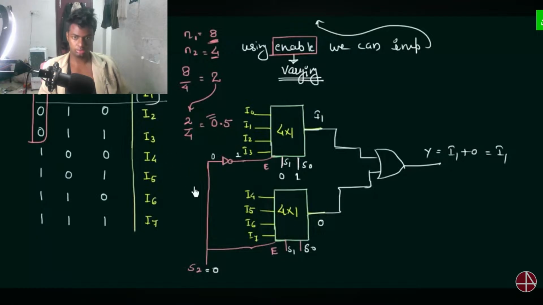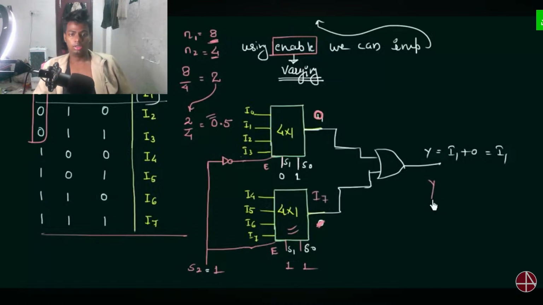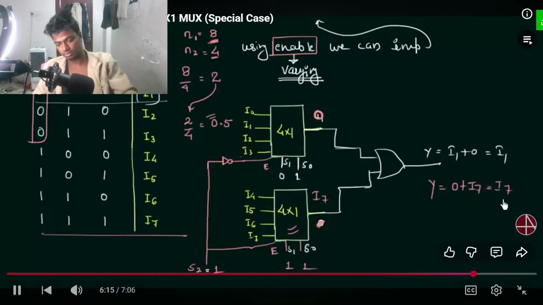Let's check for the other case when S2 is not equal to 0, but it is equal to 1. So when it is equal to 1, this multiplexer is working, but this multiplexer will be disabled. So the output is 0 in this case, and here the output depends upon the value of S1 and S0. Let's say it is 1, 1. When it is 1, 1, the output of this multiplexer is I7. So Y is equal to 0 or I7, which is equal to I7.